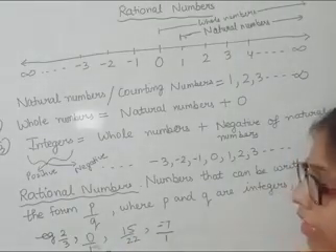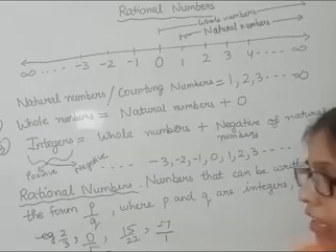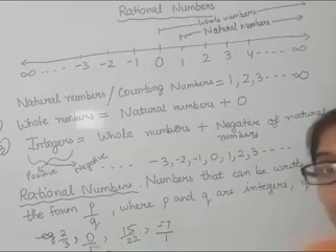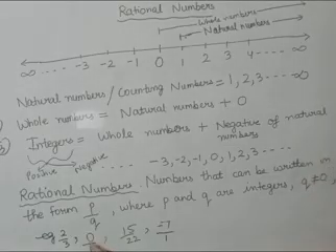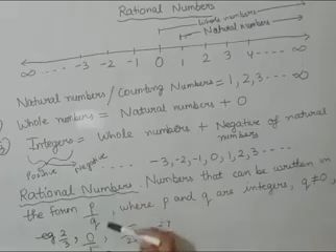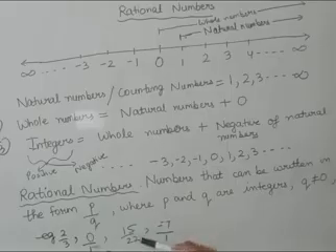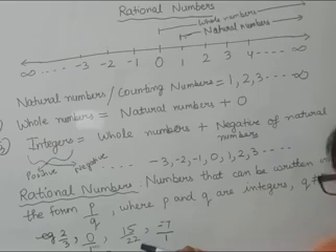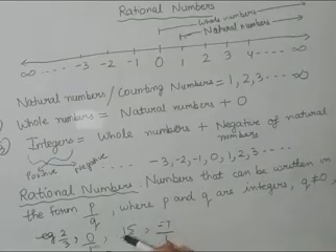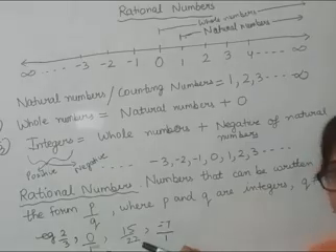0 divided by any number will be 0 only. So this 0 can be expressed in the form p by q. So that means 0 is a rational number. Next comes 15 upon 22. Yes, 15 upon 22 is also a rational number because this is also expressed in the form p by q. And p is 15, that means it is a positive integer. q is 22, which is also a positive integer.